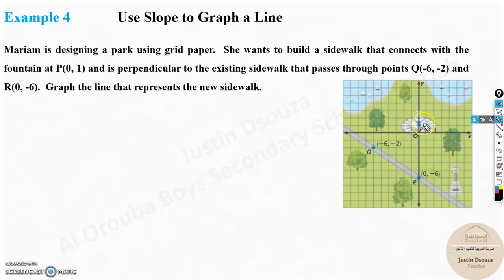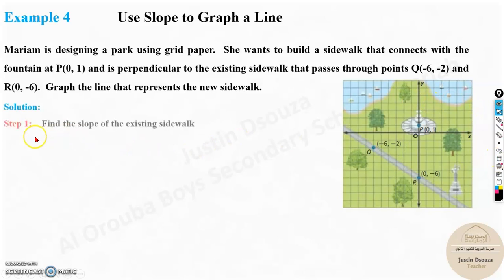So what it says is, this is a fountain. You can see the fountain over here, a small one, at this point P of (0, 1). And there is an existing sidewalk at Q and R. These are the points. And then there is a new sidewalk to be built from the fountain, which will be perpendicular. So you need to draw this line. Basically, you need to find the slope of this sidewalk. That is what is required. But we do not know the slope of this line. So first we will find the slope of the existing sidewalk.